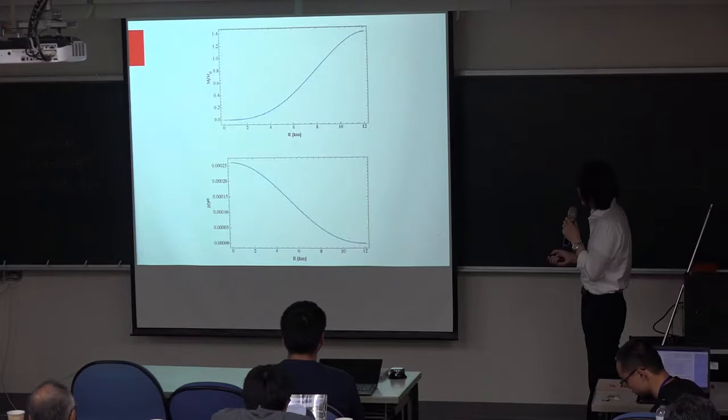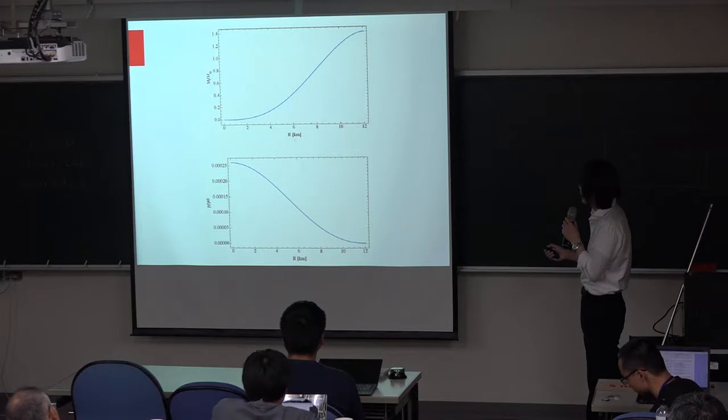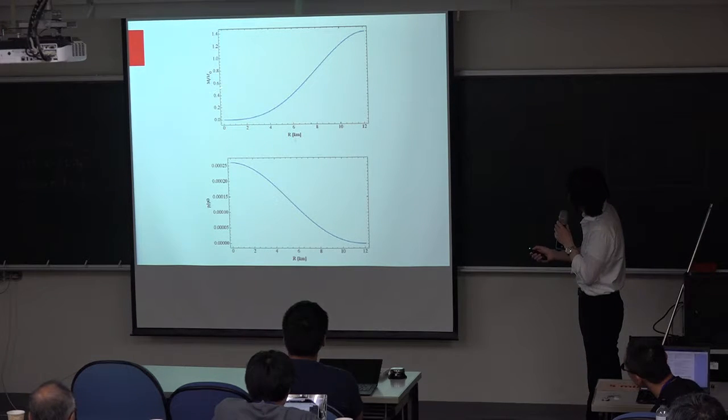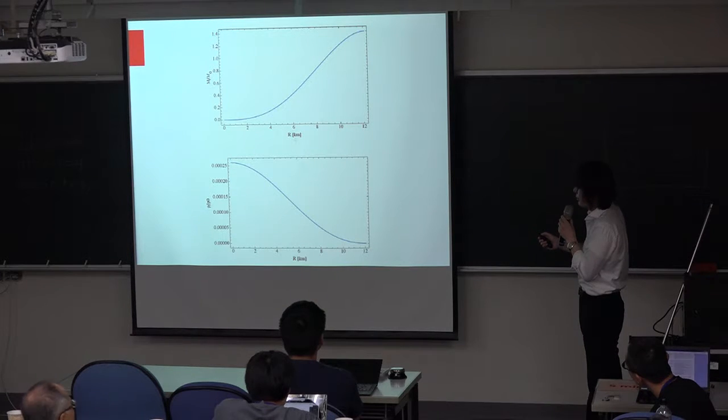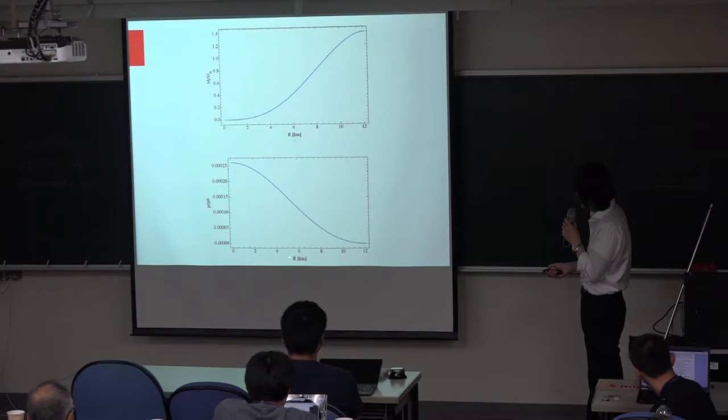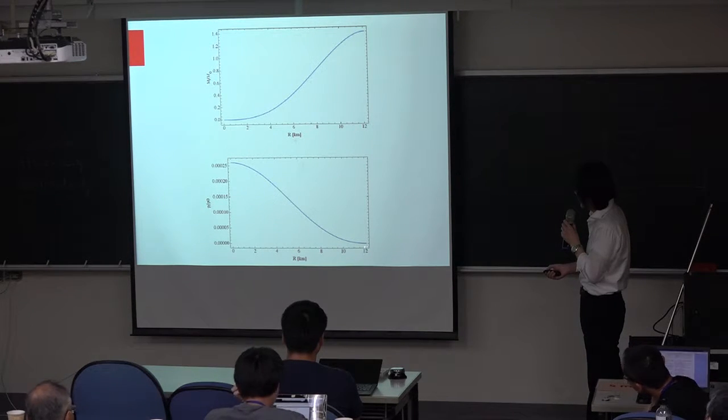So this is one of the examples, a typical star we found using our equation of state. Here you find a star with a radius of 12 kilometers, and this is its mass. You see it has the typical 1.4 solar masses, and this is a picture of the central pressure. The pressure falls down to 0 when the radius becomes larger.